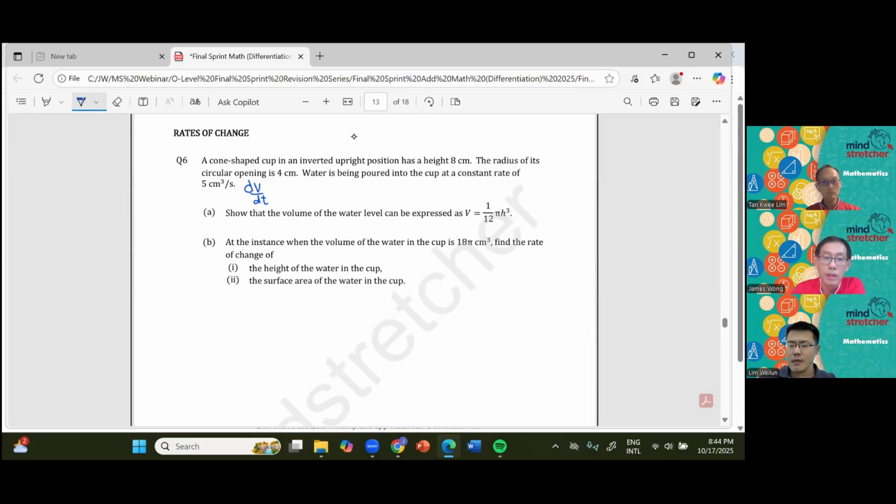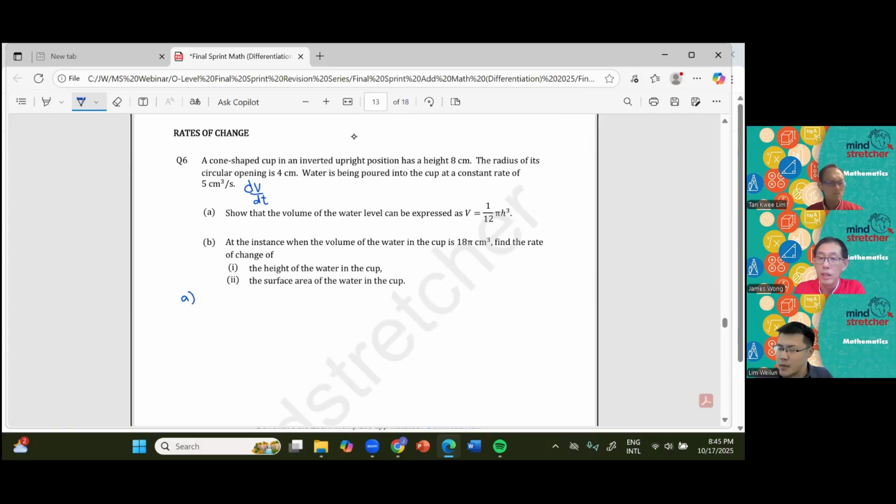Okay. Now let's take a look at the first part. Let's do part A first, which is to show that the volume of the water can be expressed as this expression here. Now, often in a rate of change question, you also need to make use of what you learned previously in similar figures. Sometimes they can combine together with your rate of change, but you need to make use of that. In this case, if it helps you, you can do your own sketching to better visualize.